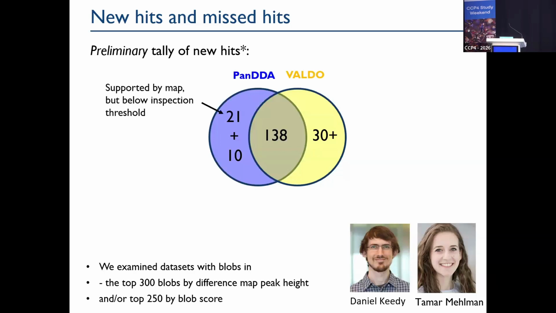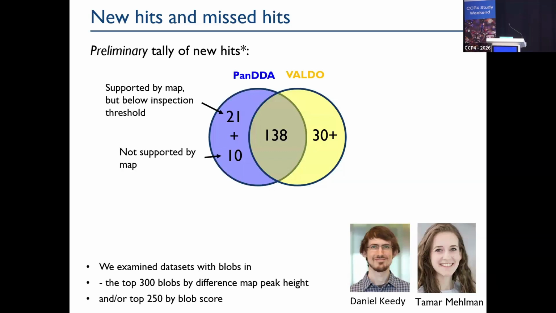Of the hits we didn't find, 21 are supported by Panda maps if we look at them. It's just that after looking at the first 300 data sets, not having the fancy XCAM workflow, we were like, okay, that's enough for now. And for 10 of them, we look at our difference maps and we don't find support for those hits. I'm not going to guess whether that's due to Panda or VALDO.